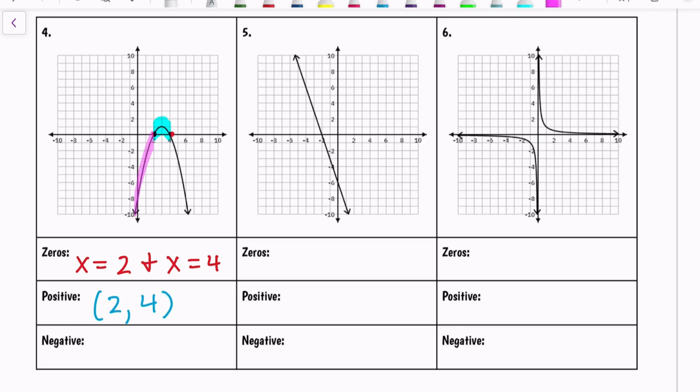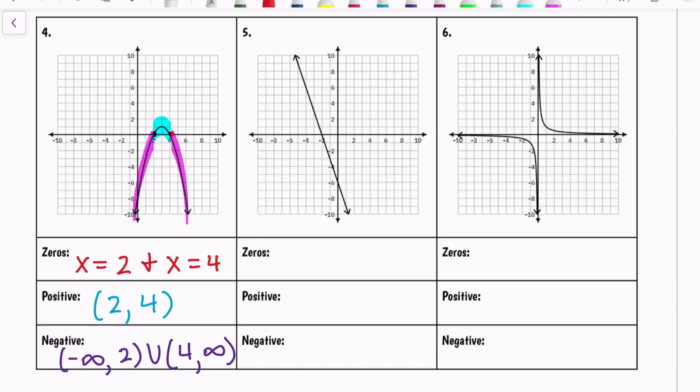The negative sections in purple are split up. The arrow is pointing to the left forever. So I know that it is negative on the left-hand side, negative infinity until the 2. Union, after the 4, it dips back down, and it's going to stay below until forever to the right. So positive infinity.